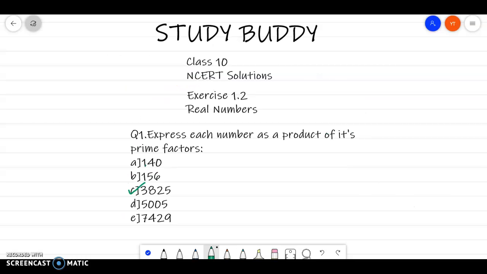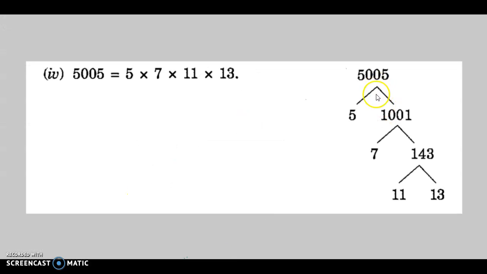Moving on to the fourth question. You get the prime factorization of 5005. So fourth question, 5005 can be written as 5 into 1001. 1001 is a composite number and can be written as 7 into 143. 143 can be written as 11 into 13. Therefore, the prime factors of 5005 is 5 into 7 into 11 into 13.